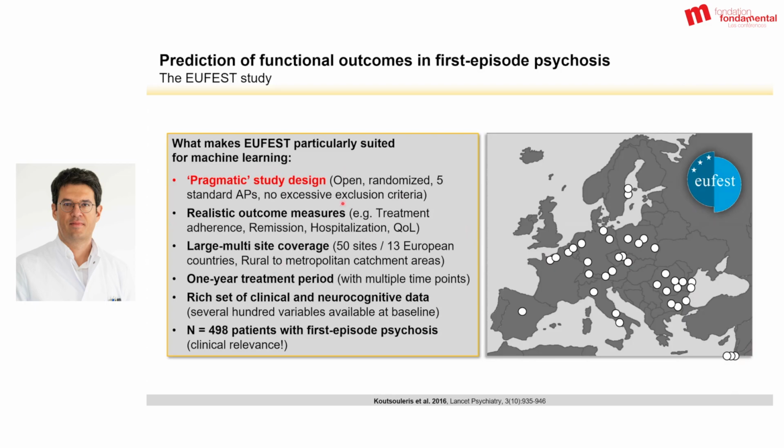And the study collected a lot of different information domains from these first episode patients with psychosis, about 500 patients. And the study tested 5 different standard antipsychotics against each other and measured realistic outcomes, so treatment adherence, remission, hospitalization frequency, quality of life. And what is very important if you want to do machine learning, the study covered about 50 sites across Europe, which is crucial if you want to demonstrate generalizability of a prediction model, obviously.